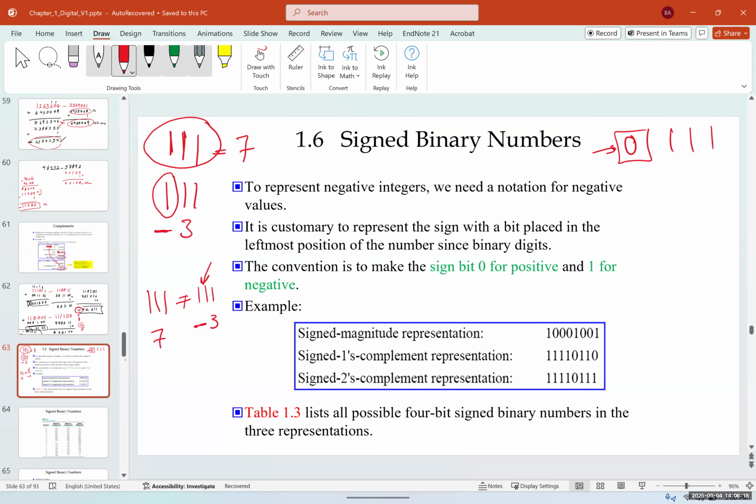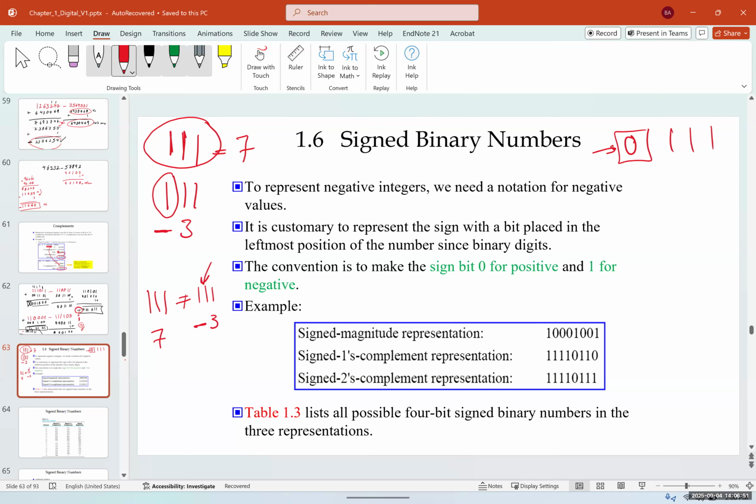So to represent negative integers, we need a notation for negative values. It is customary to represent the sign with a bit placed in the leftmost position of the number. The convention is to make the sign bit 0 for positive and 1 for negative. And these are some examples.